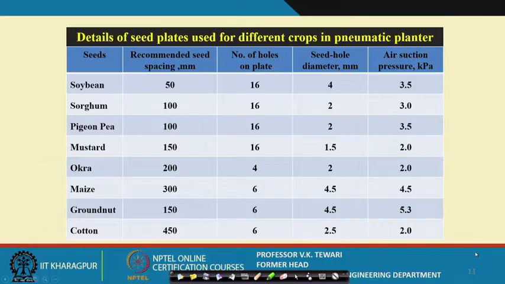Details of seed plates used for different crops in pneumatic planters. Well, this is information which we have taken from literature. Some of the important things are: recommended seed spacing for soybean, sorghum, pigeon pea, mustard, okra, maize, groundnut, cotton. These recommended seed spacings we have given. Number of holes on the plates which are generally there we have given. Seed hole diameter also is given. Air suction pressure is also given.